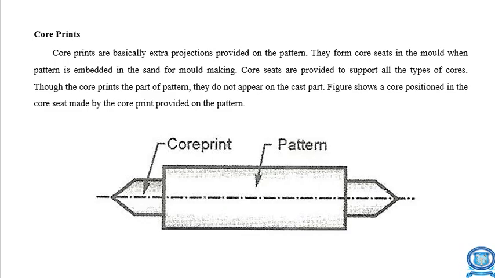Finally, core print. Core prints are basically extra projections provided on the pattern. They form core seats in the mold when the pattern is embedded in the sand for mold making. Core seats are provided to support all the types of cores. Being a part of the pattern, they do not appear on the cast part. Like the diagram itself shows, a core position in the core seat is made by the core print provided on the pattern.